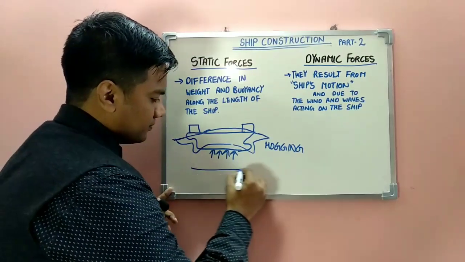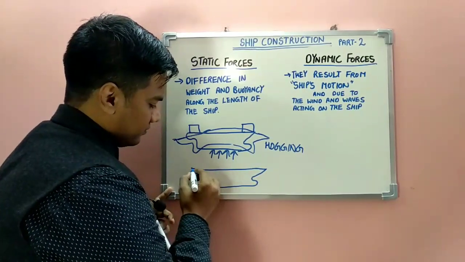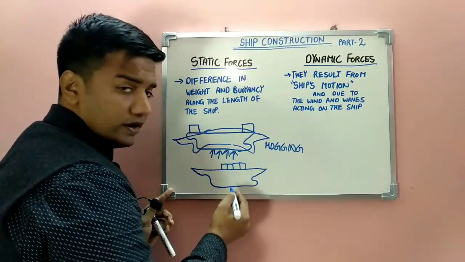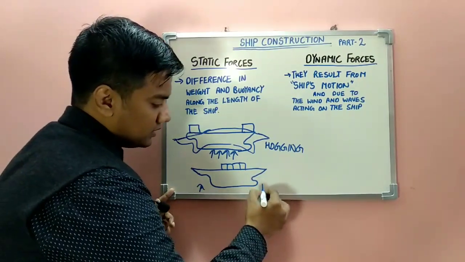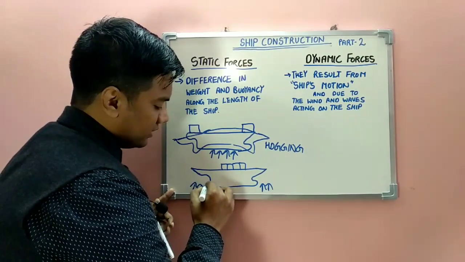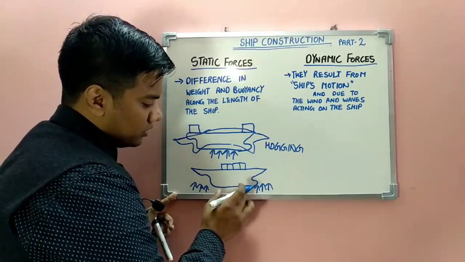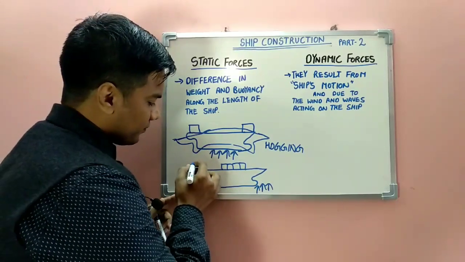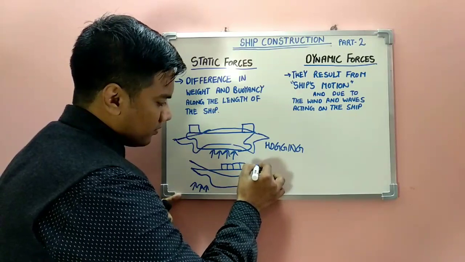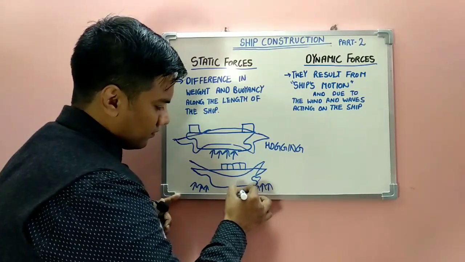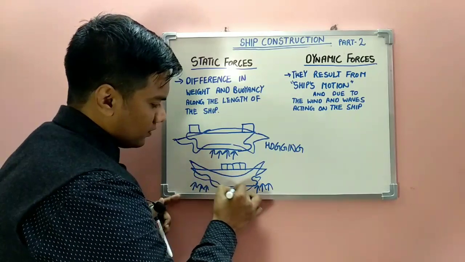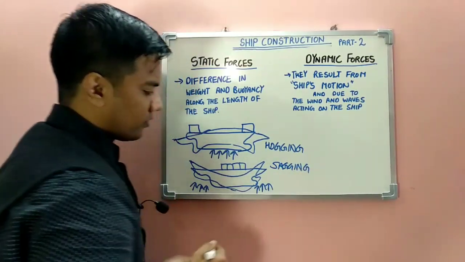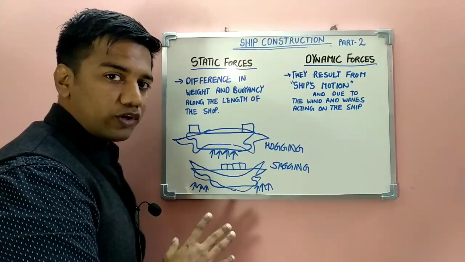Now, when your ship is loaded in this way, where the buoyancy acting at the ends is larger compared to the buoyancy acting in the middle of the length of the ship, in this condition the ship will sag. This is called sagging bending moment. These are the conditions which occur in still water.